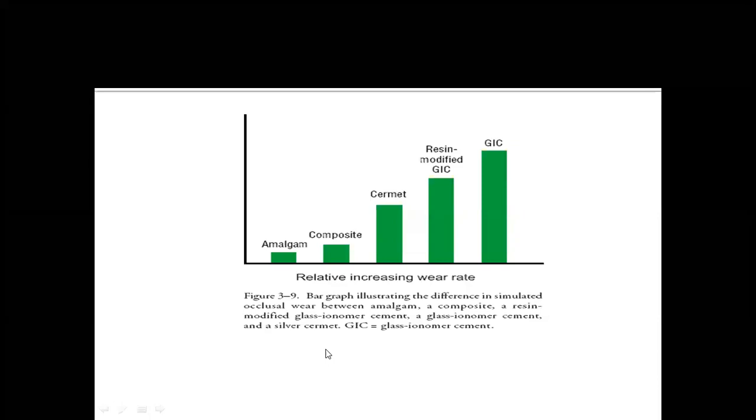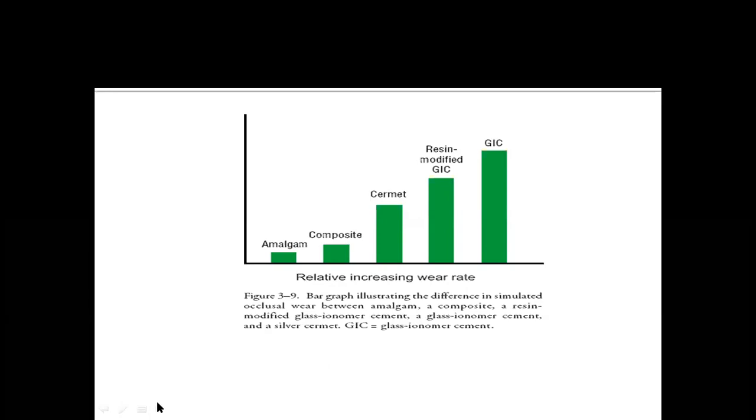If some question comes on increasing wear rates, then you have to know GIC has the highest amount of wear rate. See the options again. Again, I'm telling you, always see the options very clearly. What is being mentioned there? Always see the option.